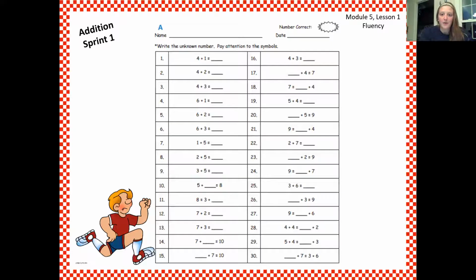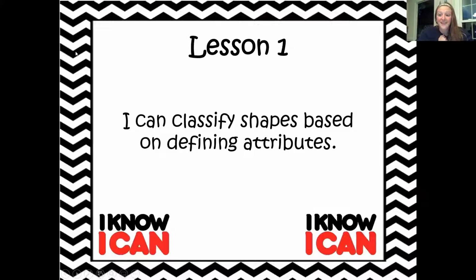I'm going to go back 1 slide real quick because I'm ahead of myself. Our lesson 1 is going to be that I can classify shapes based on defining attributes. Attributes is a big word for saying what they look like, or how you can describe them by the amount of sides they have, the corners that they have, or the vertices, as we've also called them. We've done a few things with shapes, so I want you to be able to describe shapes by their attributes by the end of this lesson.